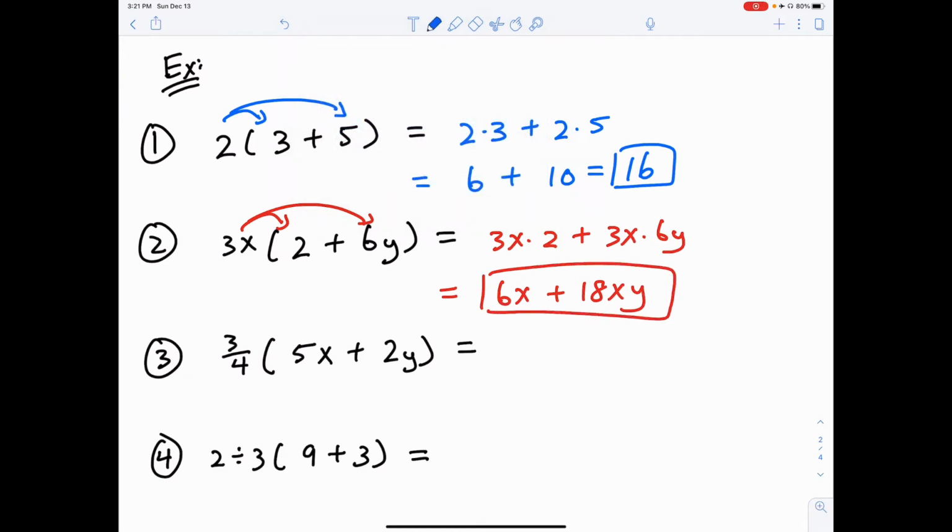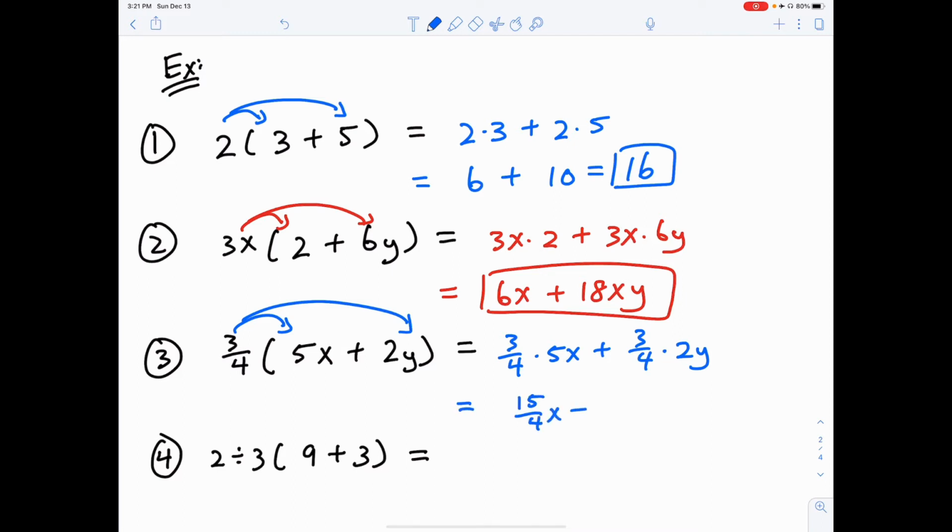The next one here, the 3/4, again, multiplies to both. So you can write it like this, 3/4 times 5x plus 3/4 times 2y. So again, 3/4 is a fraction, which you can rewrite as 3 divided by 4. So either way, it's always seen as one term because there's no plus or minus between the 3 and the 4. We use fractions to simplify this, and we will get the answer of 15 over 4x plus, we can reduce these, like so. So this will just be 3 over 2y.